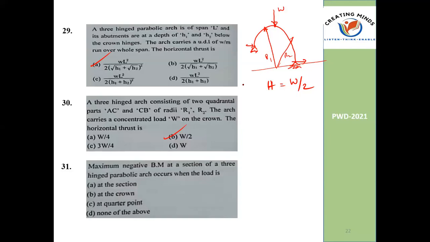Yes, maximum negative bending moment at a section of a three-hinged parabolic arch occurs when the load is at where?